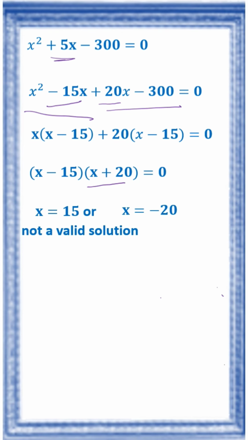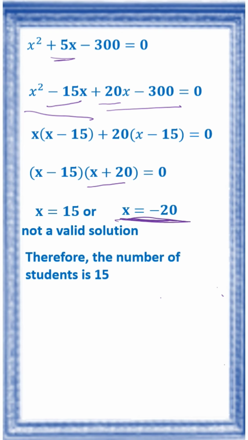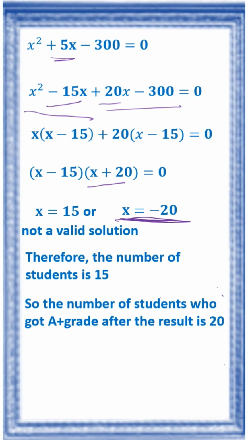It is not a valid solution. Which one? x is equal to minus 20, because the number of students cannot be negative. So the number of expected students is 15. After the examination, it is 15 plus 5, that is 20.